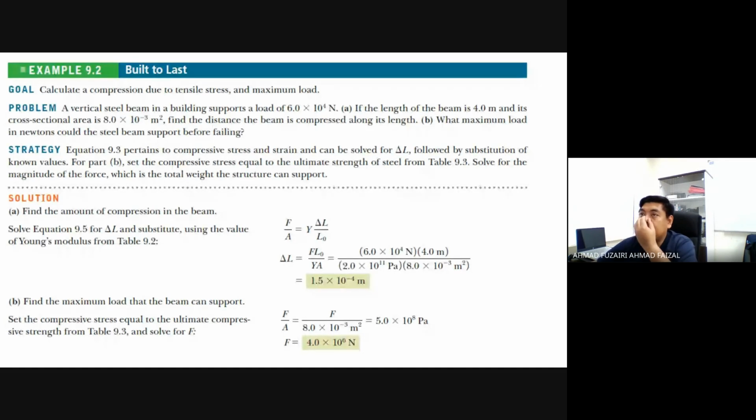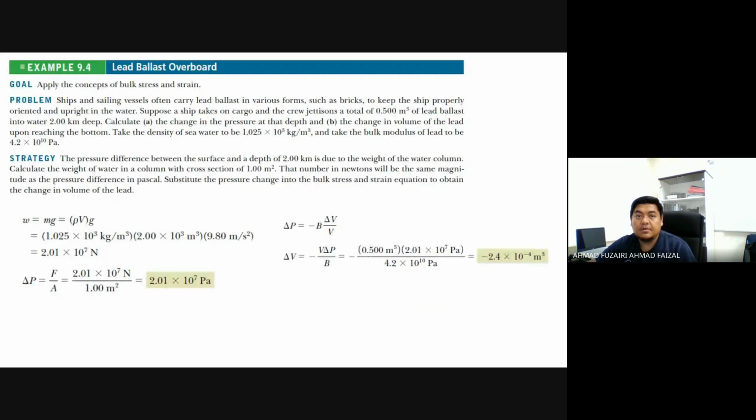Okay, calculate a vertical. What maximum? Number one, if the length of the beam is, this one is not the question. Okay, this one, right? So number eight, calculate the change in the pressure at the depth.